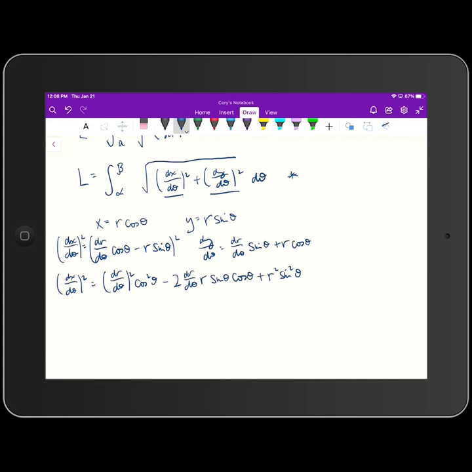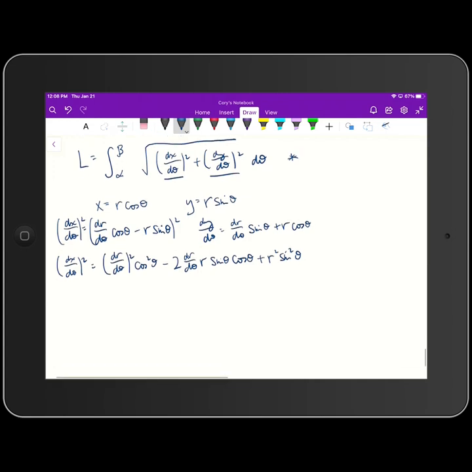Okay, and we're going to do the same thing for dy d theta. So when I square dy d theta using the same process, we're going to square both sides of this.